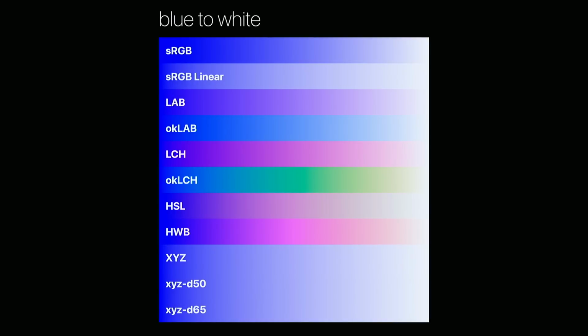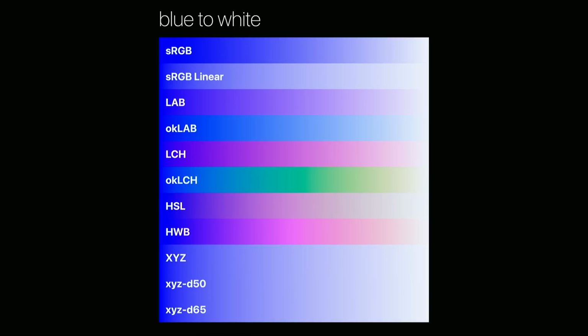So let's look at the blue to white. This is a space that always shows the troubling areas of a color space. If we look at sRGB at the top, it does go a little pink, or a little purple. Some of them go really purple, pink, like Lab and LCH. But again, look at OKLab. It's the only one that stayed true to the hue that you asked to go from one to the next.